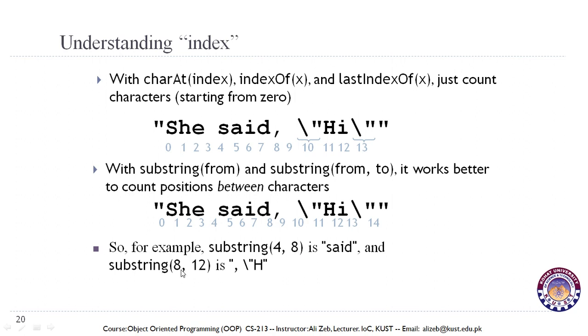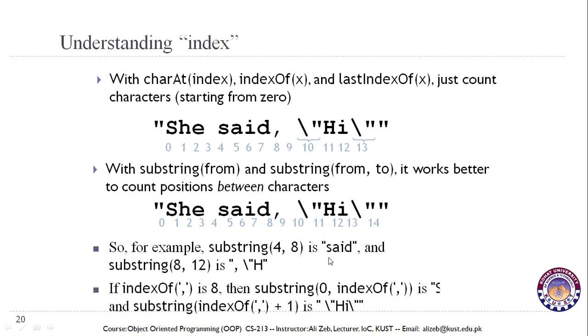And the substring 8 to 12 should return, since we are using this escape character, so it should also count these as well, the double quotes as well. So it should start at position 8 up to position 11 and return that to us.